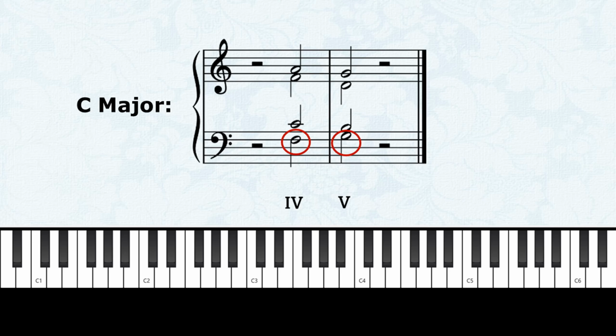The bass motion displayed in this example is, by far, the most common one, and it's known by some authors as the gallant half cadence, because of its likeness to the perfect authentic gallant cadence, which we already talked about in the first video of this series.